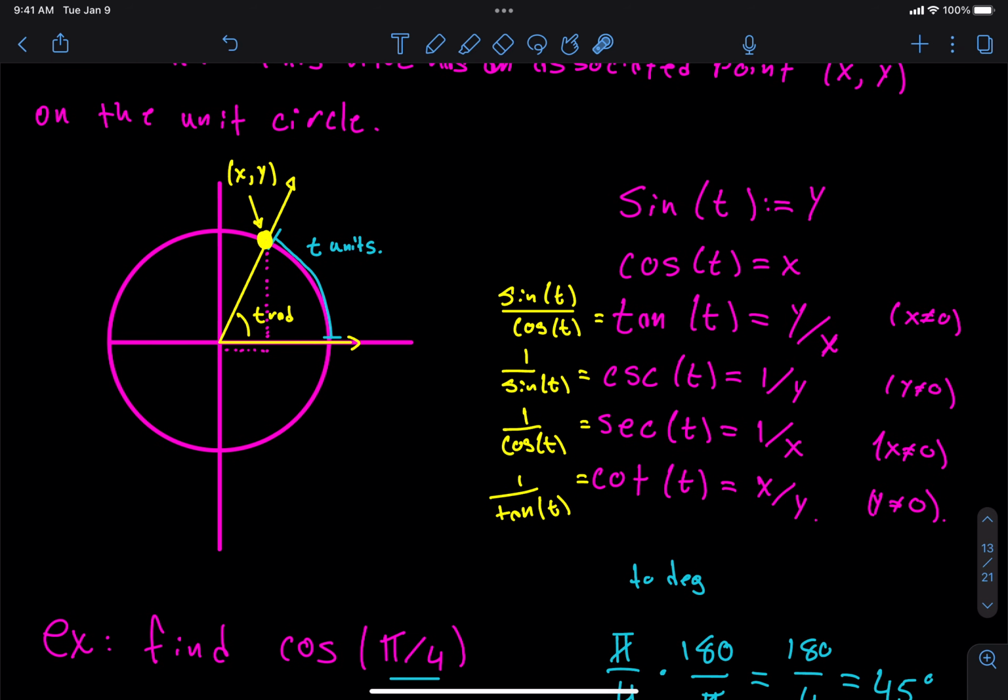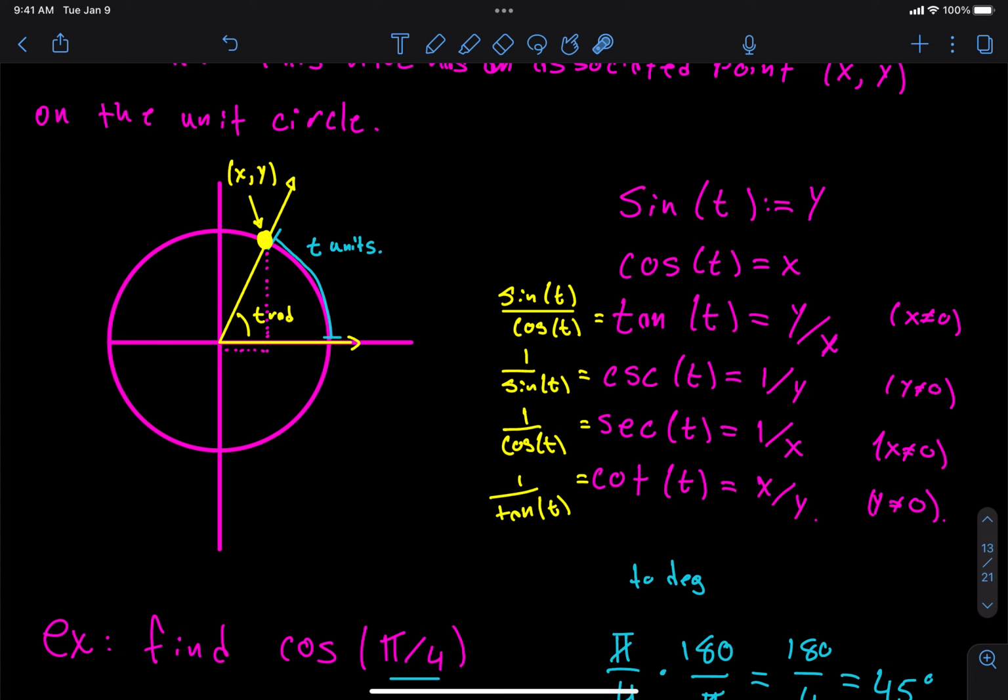Okay, so two different ways. You can say, well, I'm going to put an angle in, and I'm going to point at a point on the unit circle. Or the other way is to say, I'm going to walk t feet around the unit circle. Okay, because when we use radians to measure this angle, the angle measurement will be the same as the arc length, right?